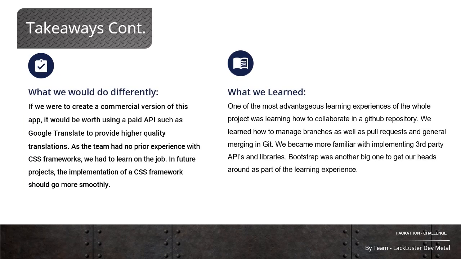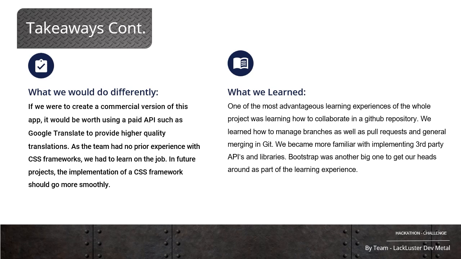What we would do differently. If we were to create a commercial version of this app, it would be worth using a paid API such as Google Translate to provide high-quality translations. As the team had no prior experience with CSS frameworks, we had to learn on the job. In future projects, the implementation of a CSS framework should go more smoothly.